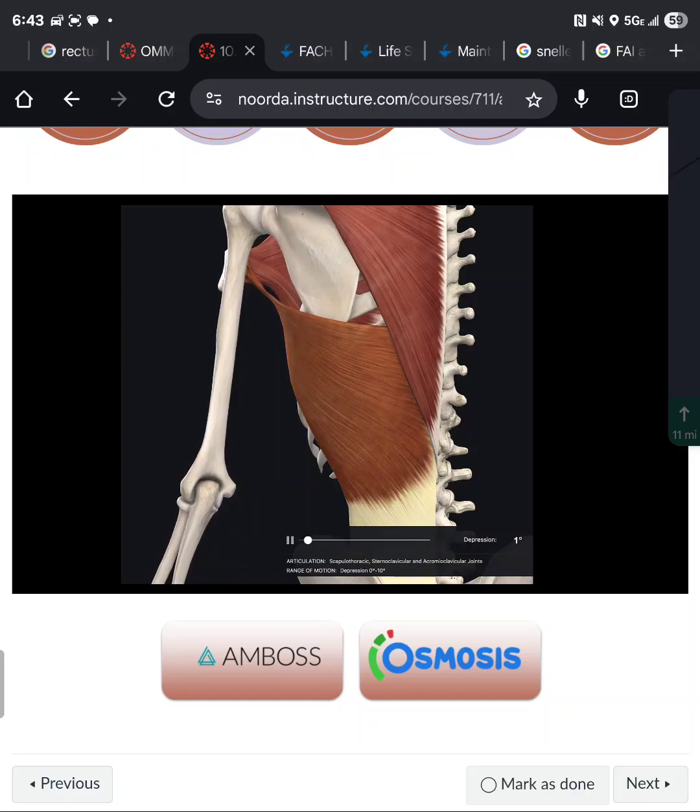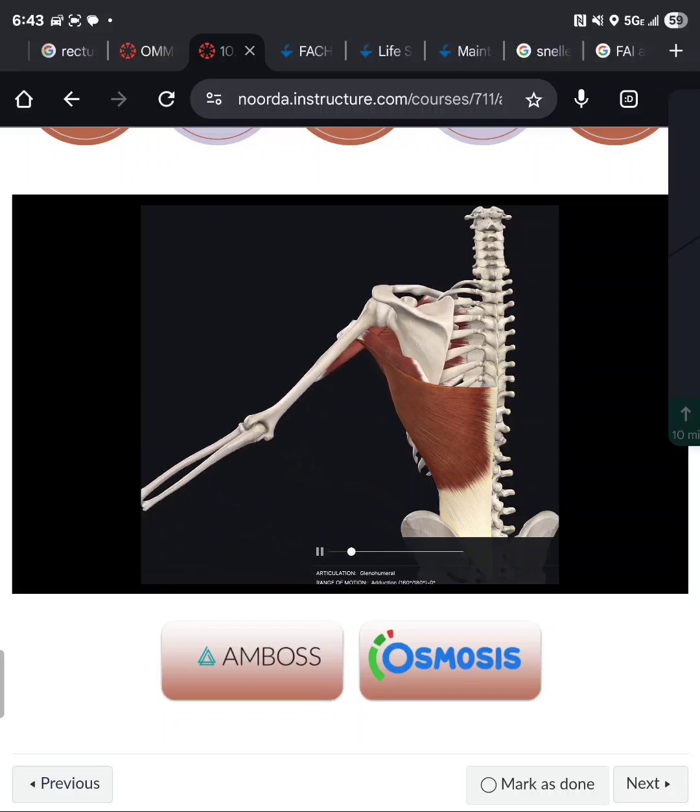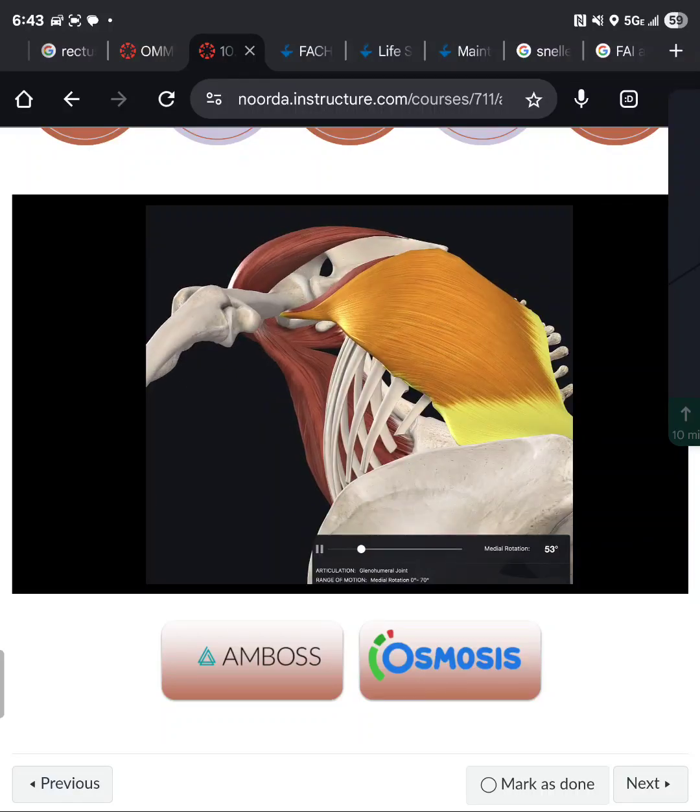Other motion is going to be pulling the arm and the scapula down. Here's the lats doing that. And here it is after abduction. The lats are adducting, pulling the arm back down. And of course, when it contracts, it's going to internally rotate that humerus as well. Bottom line, superficial extrinsic muscles move the extremity.